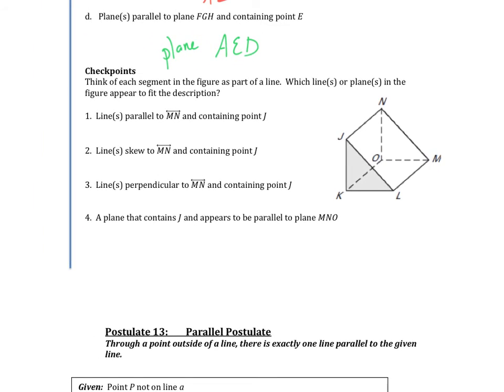So I'm going to quickly fill in the answers to the checkpoint. I'm not going to spend a ton of time on it. A line parallel to MN that goes through point J. That'll be line JL.